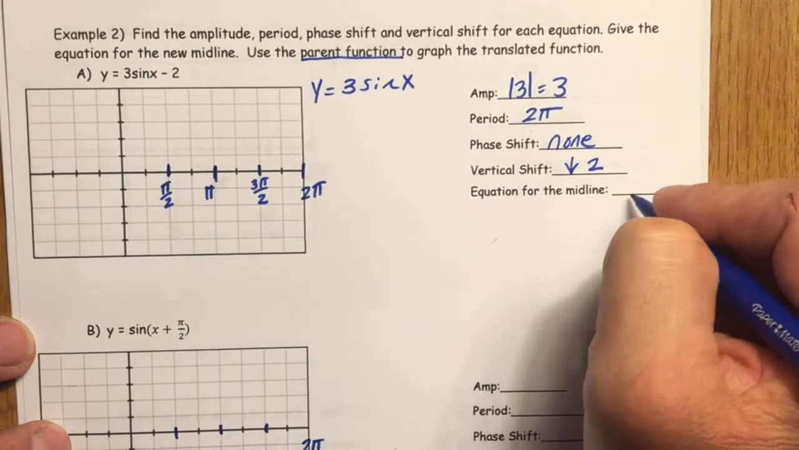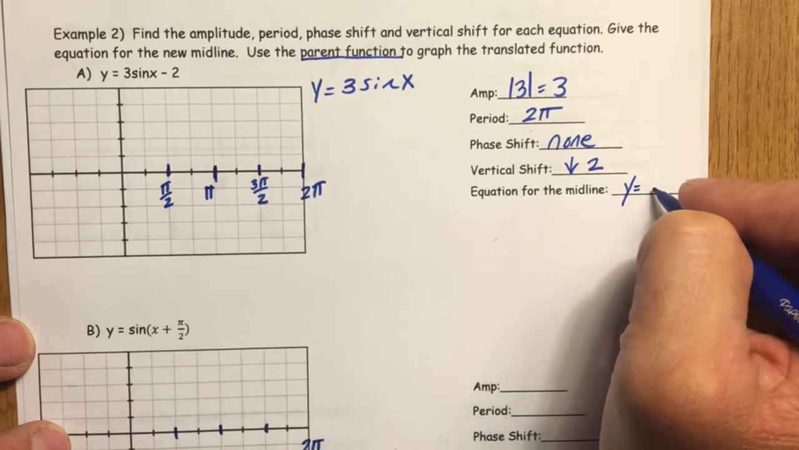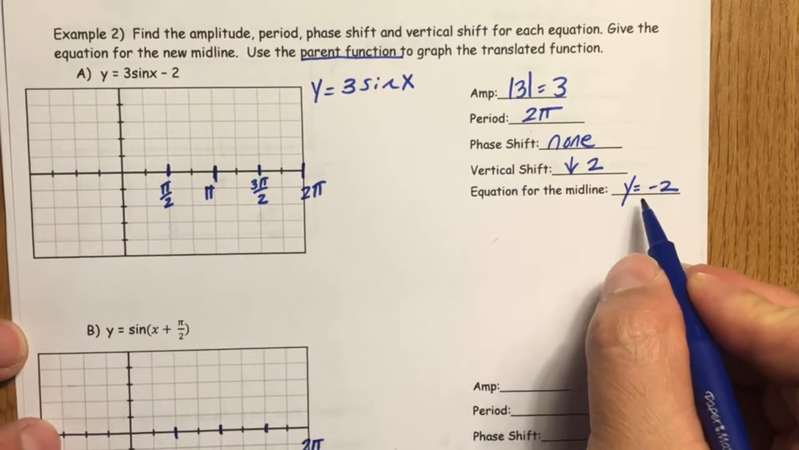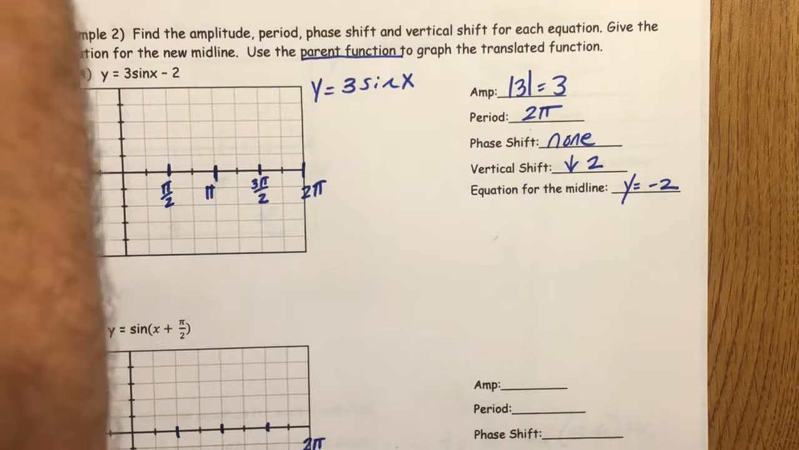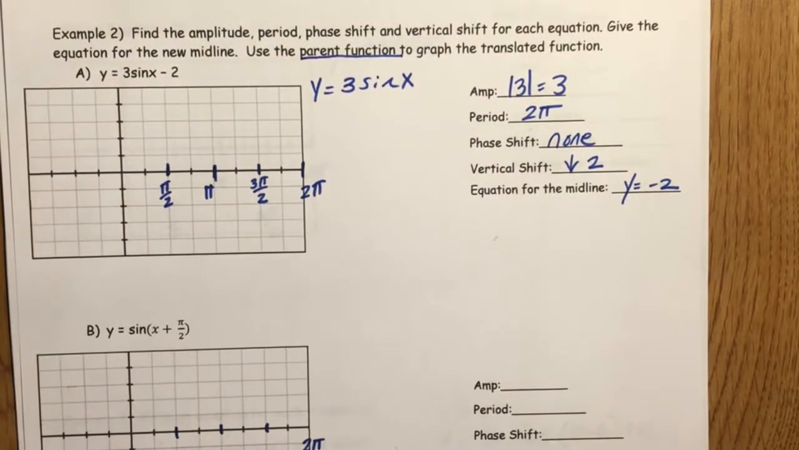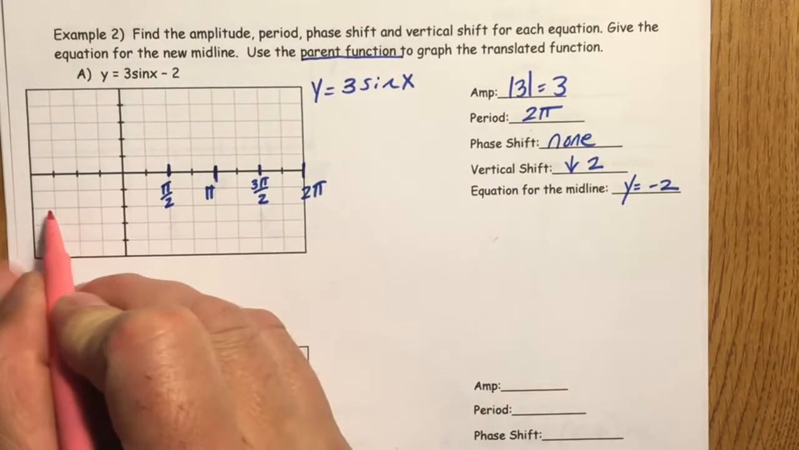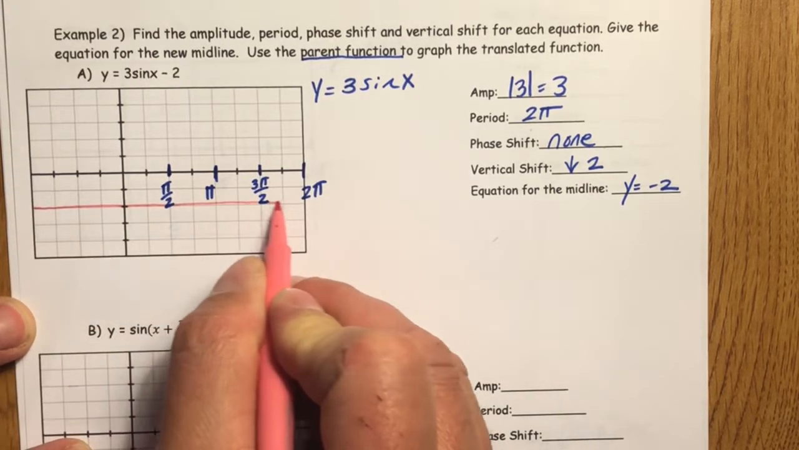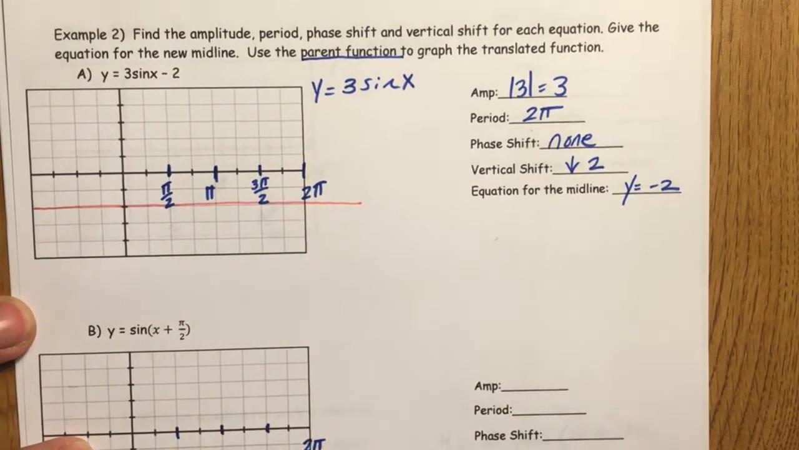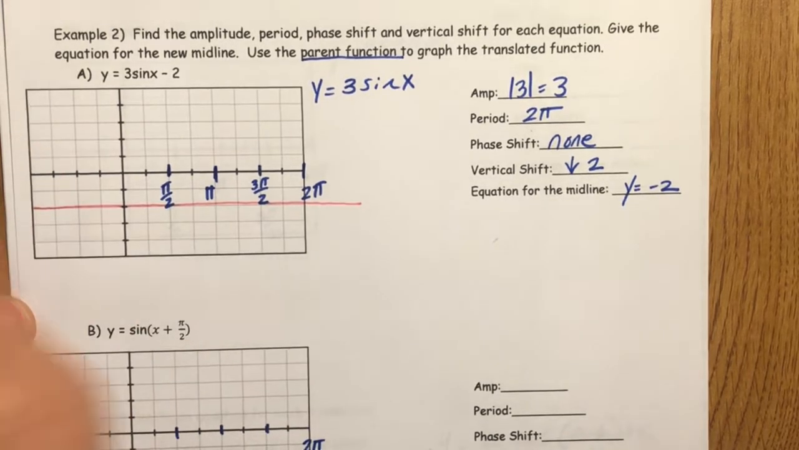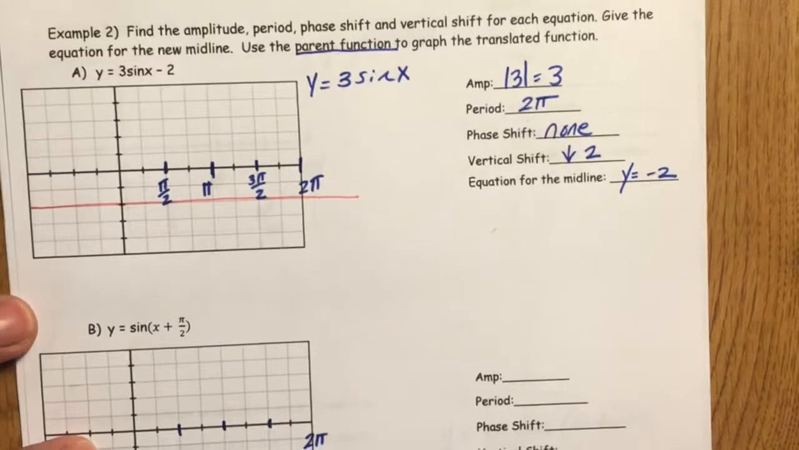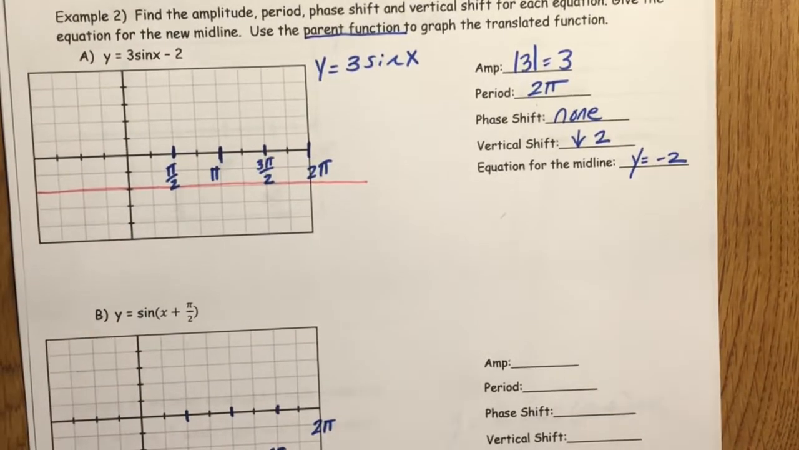So my equation for the midline would be just y equals -2. Remember, we can actually draw that in, in a different color here. Y equals -2. That right there is going to be my new midline. All right, so I'm going to graph the first one in blue and the second one in red, if I can find my marker here. There it is.